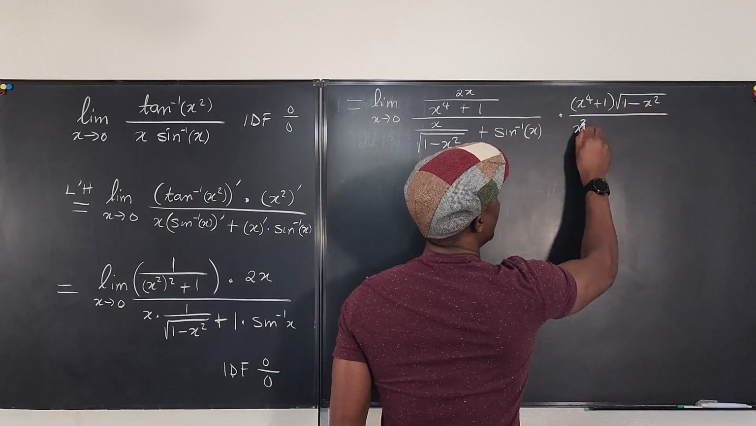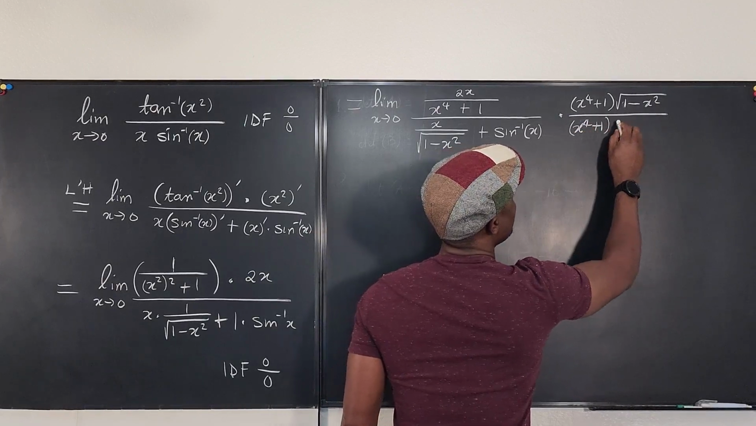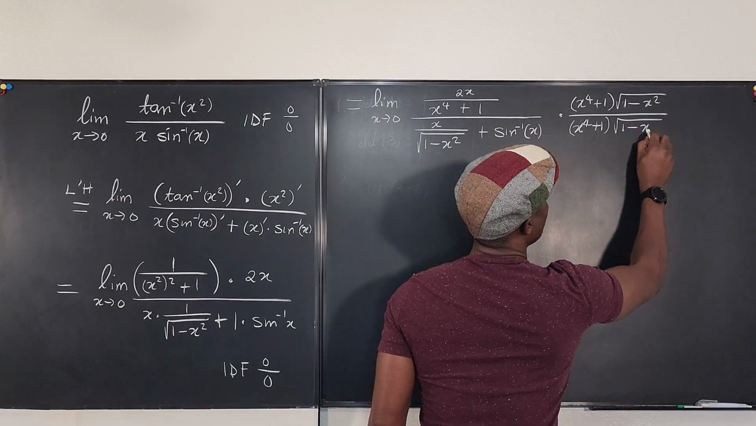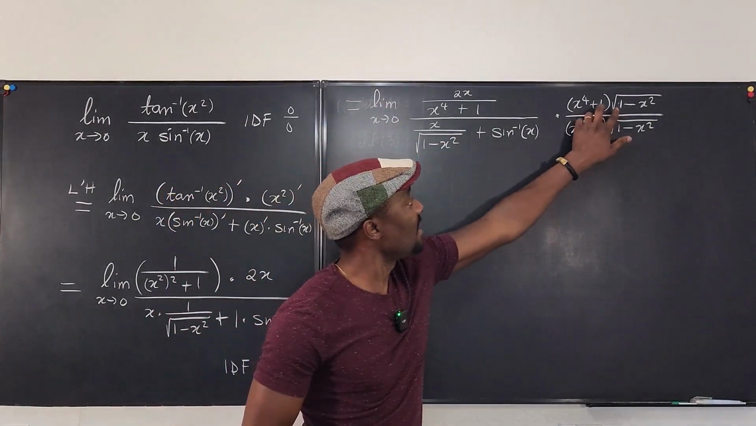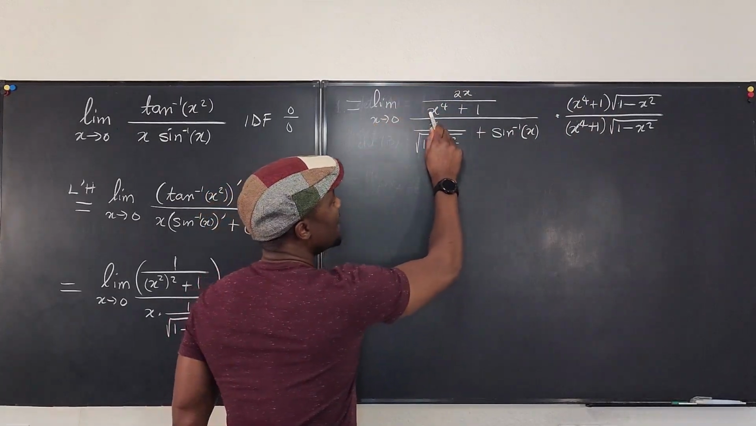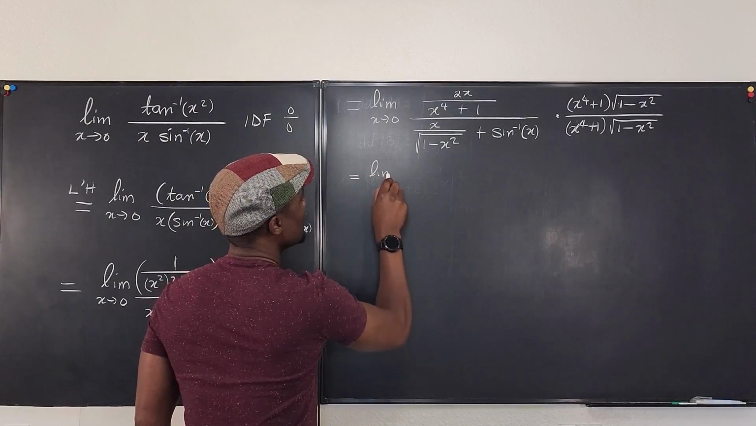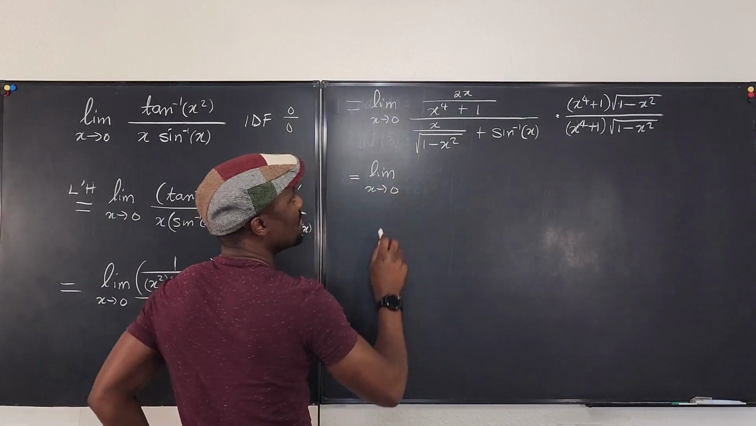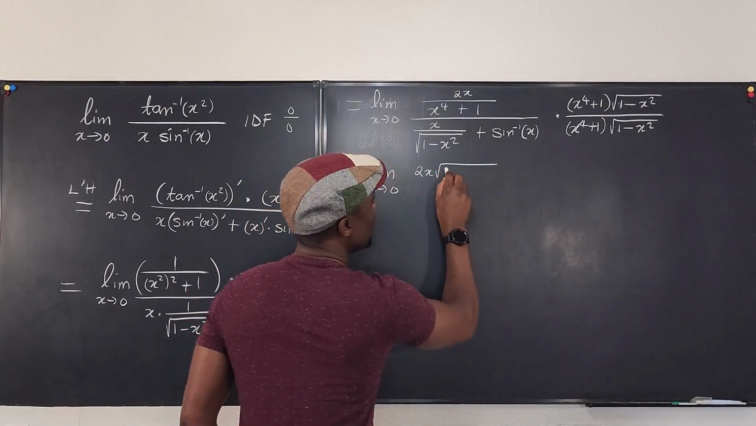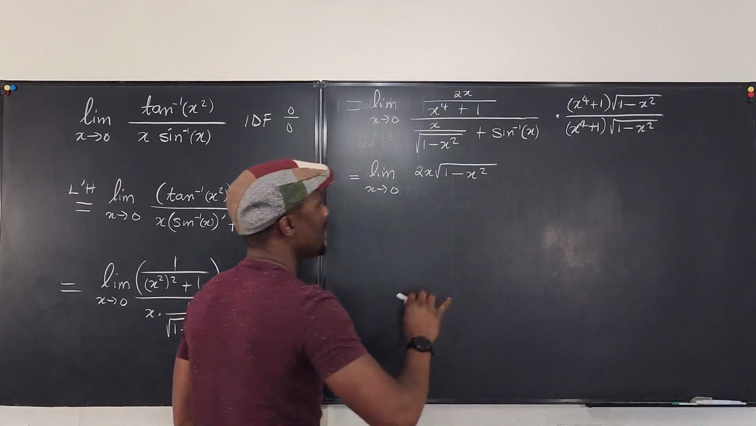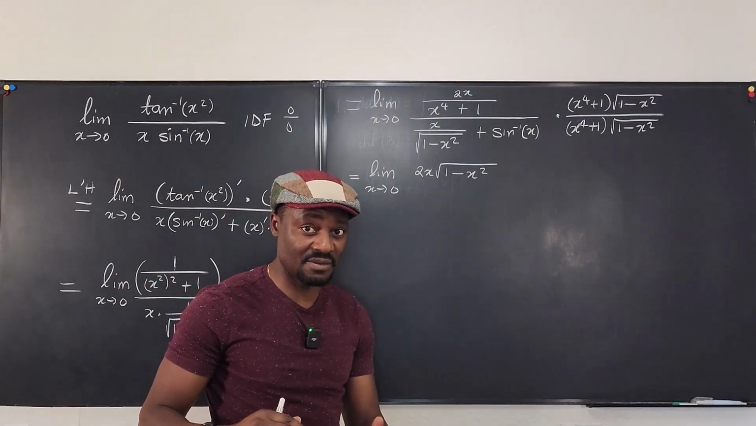So I'm going to multiply x squared, x to the fourth plus 1 times the square root of 1 minus x squared. So if we try to clean this up at this point, we're going to multiply this by this, and we know that this will take this out, so that what is left is going to be the limit as x approaches 0 of 2x times the square root of 1 minus x squared. That's all, we're done. You see, this method is always good to clear complicated fractions.